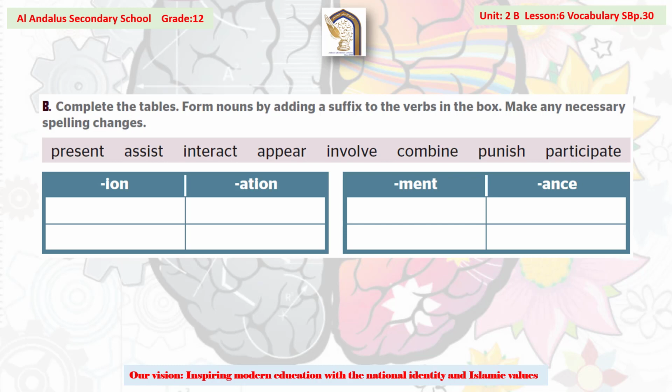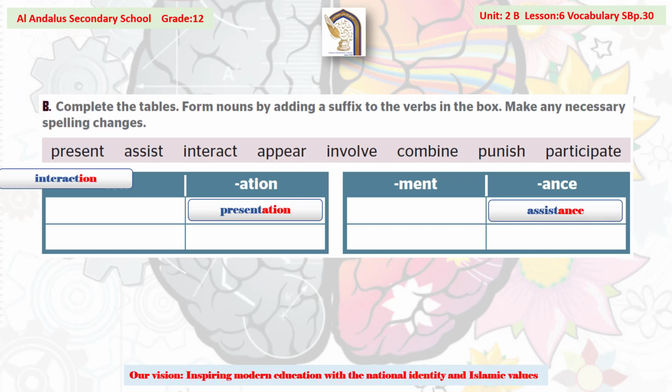We have got this word present. How can we form it? Yes, presentation. Next we have got assist. Can you work it out? Right, assistance. Now interact. Yes, very good. Interaction.